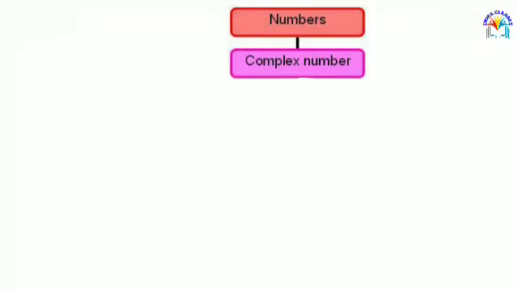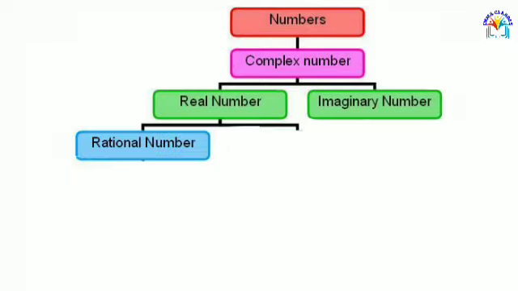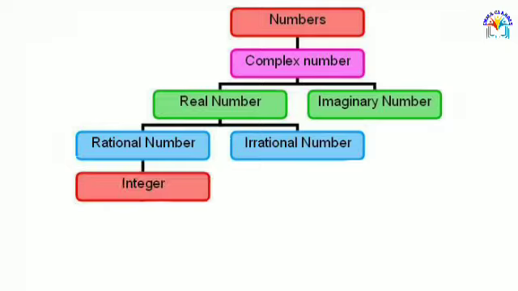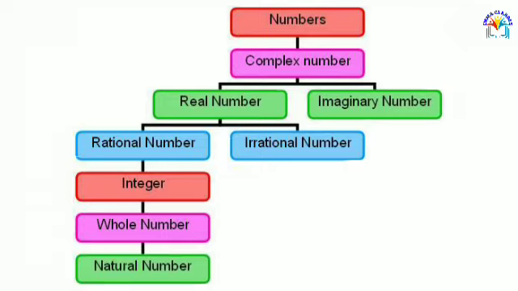Let us look at the flowchart of the number system. Numbers are classified as complex numbers. Complex numbers are classified as real numbers and imaginary numbers. Real numbers are classified as rational numbers and irrational numbers. Rational numbers include integers. Integers include whole numbers, and whole numbers include natural numbers.